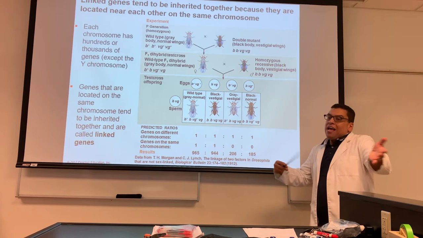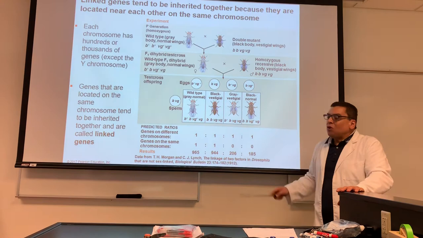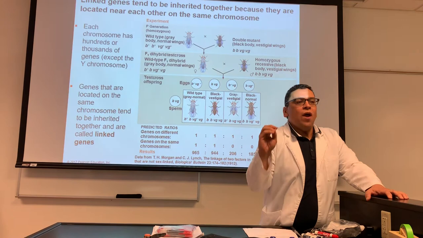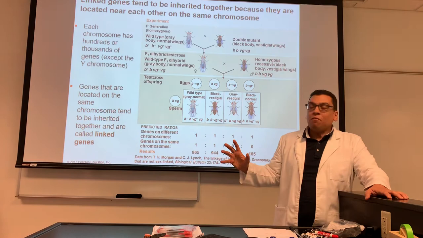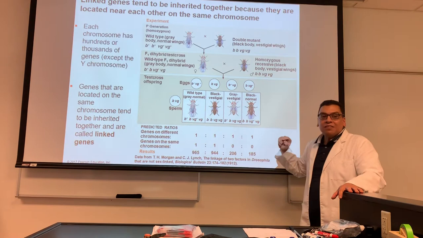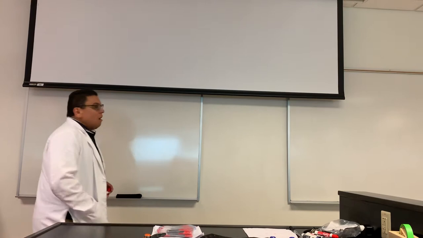The only way you get recombinants, or one of the ways to get recombinants, is if the genes are on separate chromosomes. But there's another way to get recombinants. It's if the genes are far away from each other, even though they're on the same chromosome. If these two genes are on the same chromosome, but yet they're far away from each other, they can still produce the recombinants. So let me show you an example here. Here are the scenarios.